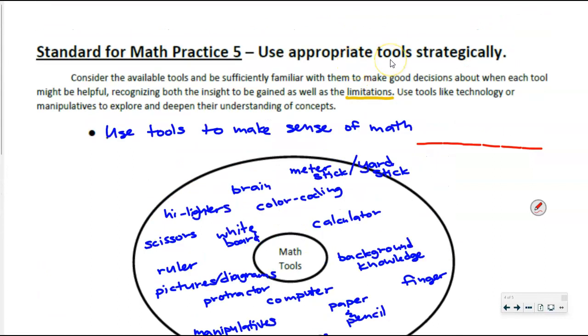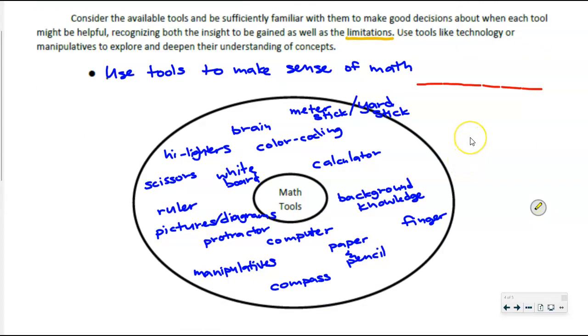So, voices off. Come back to me. Use appropriate tools strategically: what insight can be gained, as well as what are those limitations. Choosing the right tool for the right job. So if I asked you to do 3 plus 7, what's going to be the best tool for that? Your brain? Your calculator? Or fingers?